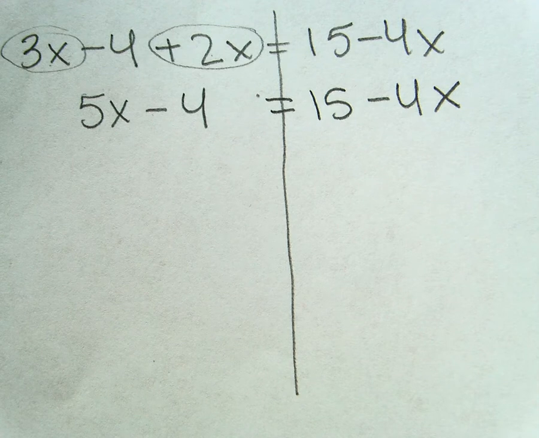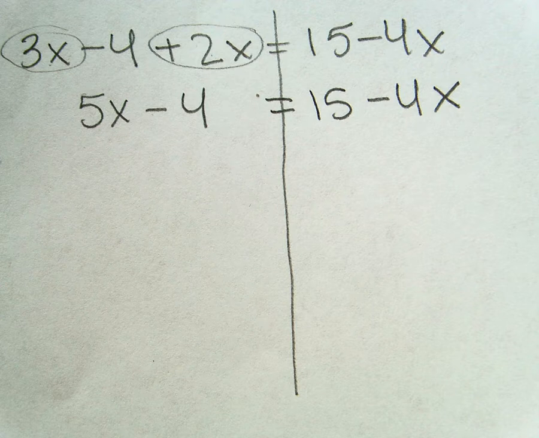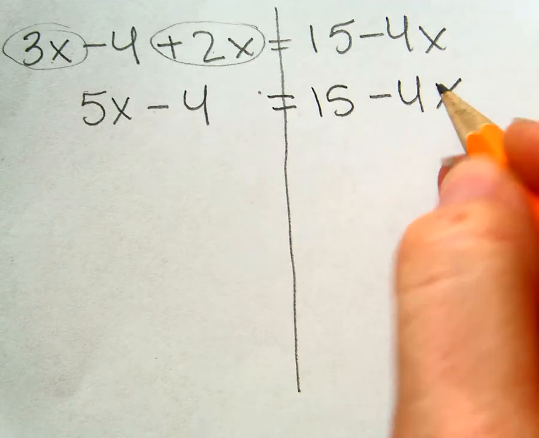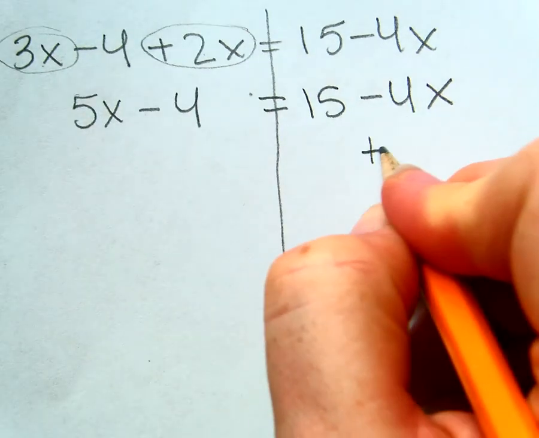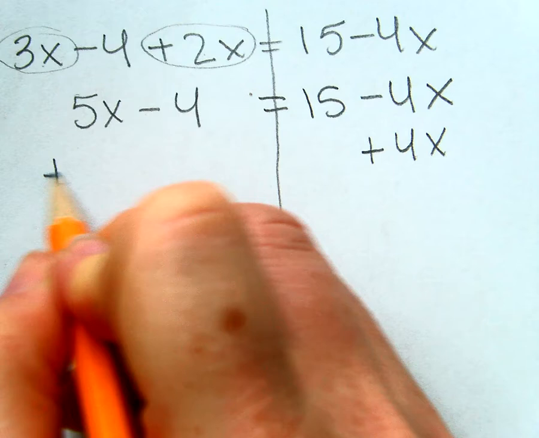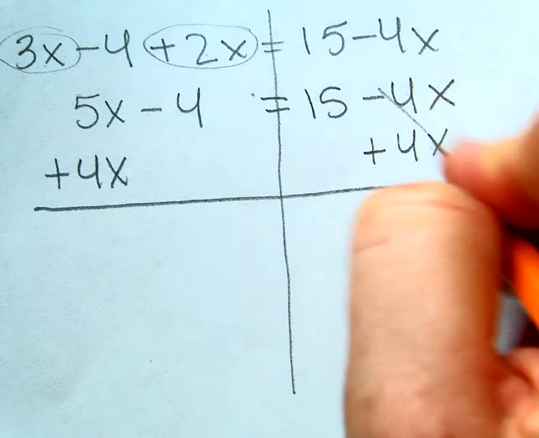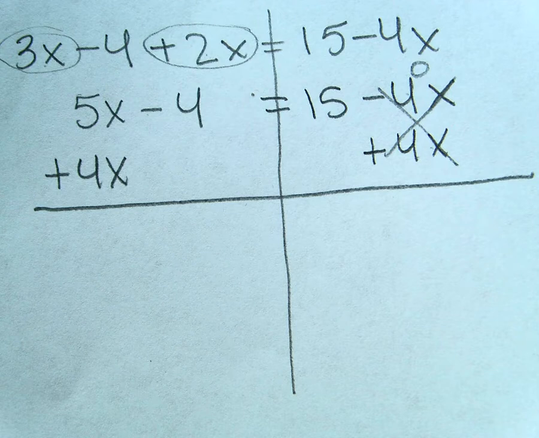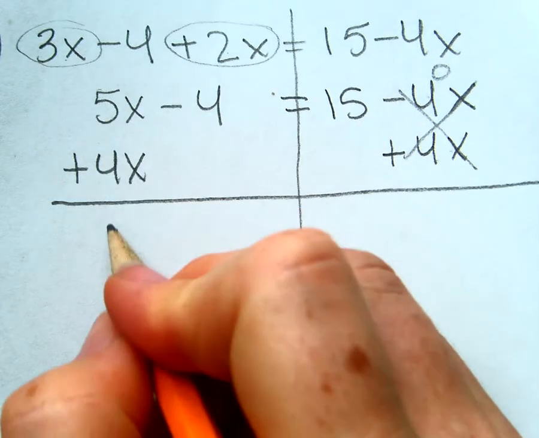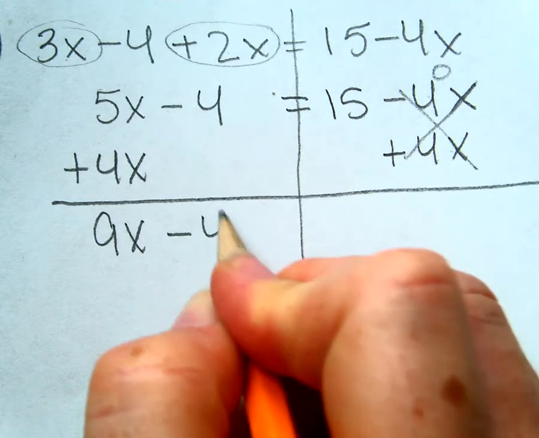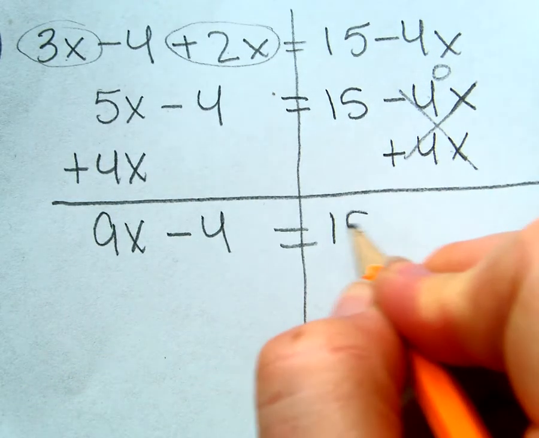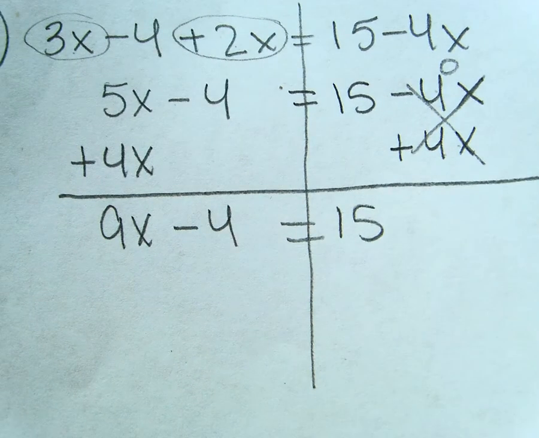And then I'm like, hey, I don't want x's on both sides. And because I don't want x's on both sides, I need to get rid of it from one of the sides. So I'm going to remove this one. It says minus 4x, so if I want to make this go away, I'm going to add 4x, right? Because negative 4x and positive 4x is 0 like it needs to be. So that gives me 9x minus 4 equals 15. And now it's a simple little two-step equation.